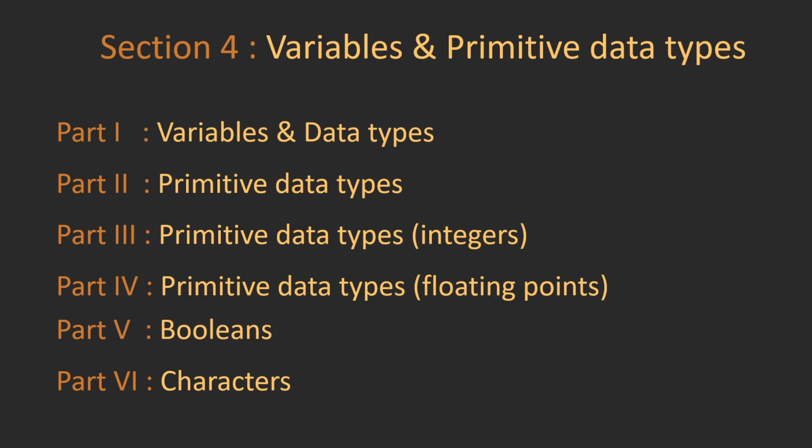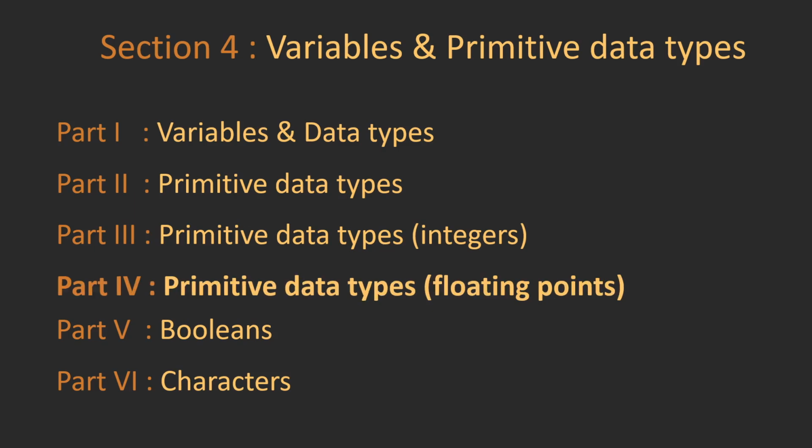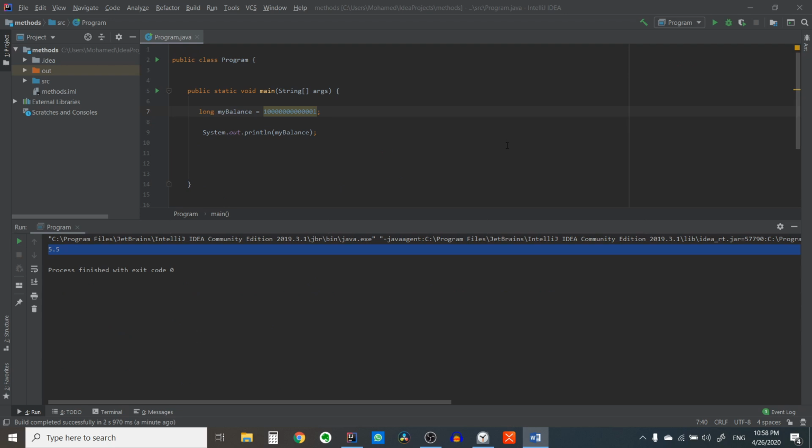Hi everyone, and welcome back in part 4 of this section, the primitive data types, floating points. In the last video, we ended with our balance of 1 trillion. Okay, but what if your young brother, who only has $5.5, wanted to store his balance in a variable too? Which data type is suitable for his balance?